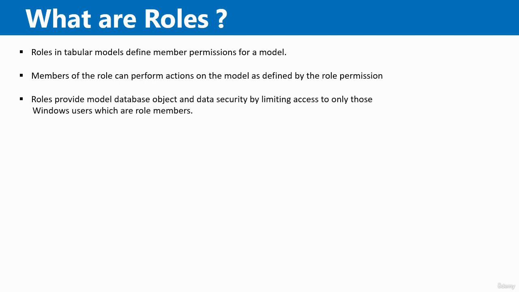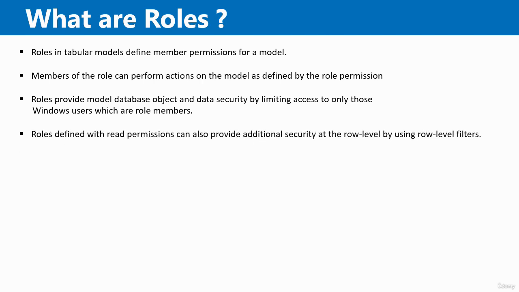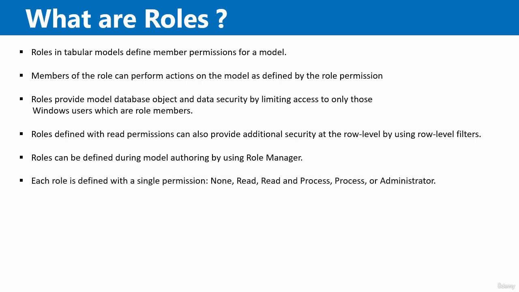The roles defined with read permission can also provide additional security at the role level by using role level filters. Roles can be defined during the model authoring using the role manager. Each role is defined with a single permission such as none, read, read and process, process, or administrator. By default, the account you are currently logged in has administrator privileges on the model.